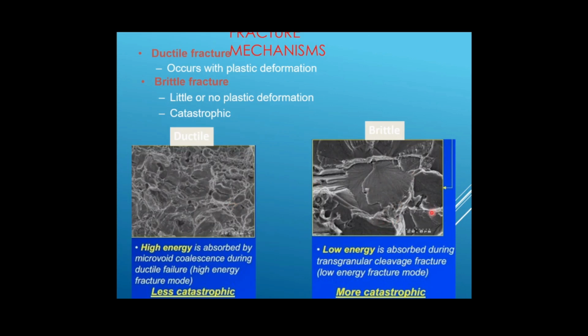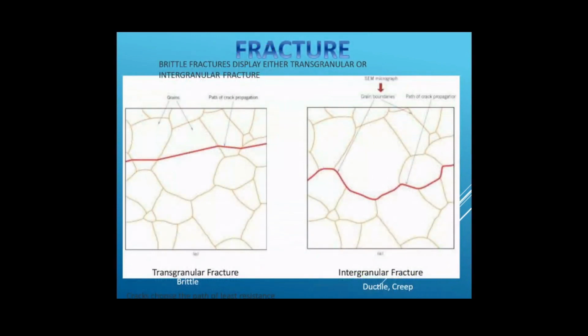And also, high energy is absorbed by microvoid coalescence during ductile failure, that is a high energy fracture mode. Low energy is absorbed during transgranular cleavage fracture, that is a low energy fracture mode. So this image indicates the transgranular fracture and intergranular fracture. In the brittle material, the fracture will occur across the grains, but in the ductile material, the fracture will take place around the grain boundaries.